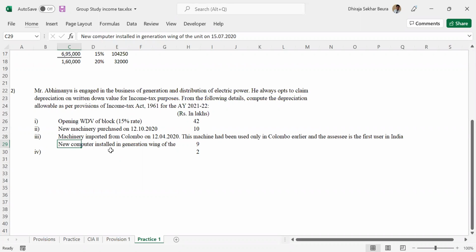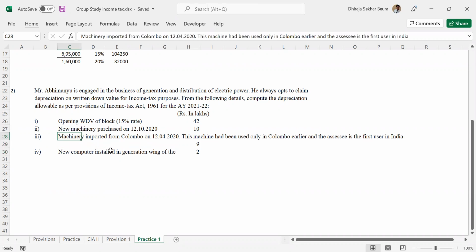Next one is machinery imported from Colombo on 12/4/2020. This machine had been used only in Colombo earlier, and the company is the first user in India. Now, what is the relevance of it? We have already read this provision also. So it's a used machinery, so we will not get additional depreciation. However, regular depreciation is always applicable. Do not confuse between those two. Even if it is an import, even if it is a used one, normal depreciation is always allowed. Just the additional one is not allowed.